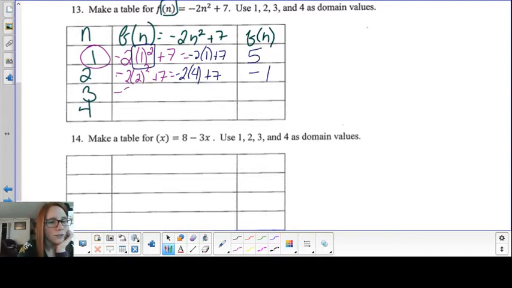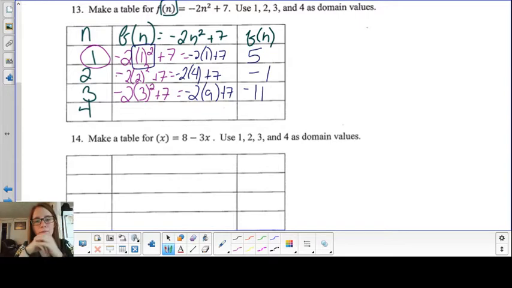All right, we got negative 2 times 3 squared. Three squared is 3 times 3, which is 9. So I have negative 2 times 9 plus 7. Negative 2 times 9 is negative 18. Negative 18 plus 7 is a negative 11.